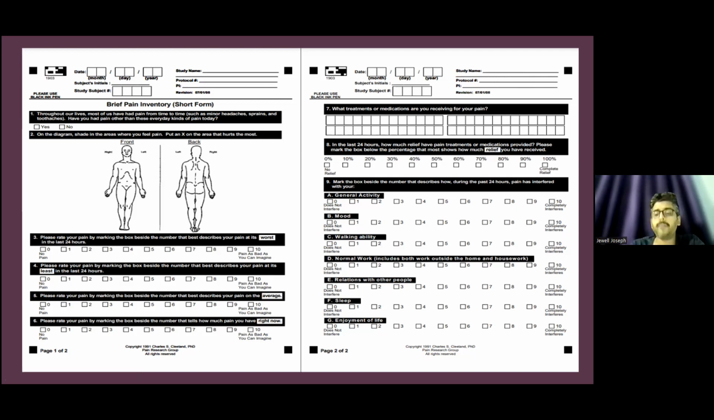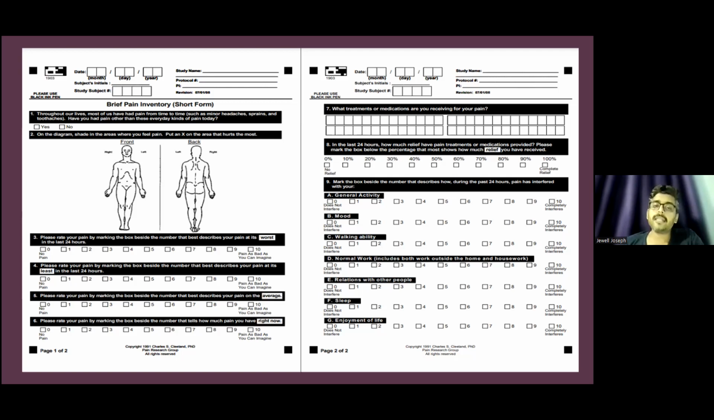These are the two major things which are commonly used. The brief pain inventory and the McGill pain questionnaire are validated pain scales. The brief pain inventory is psychometrically validated in various languages and linguistically validated in a lot of Indian languages: Hindi, Malayalam, Tamil, Telugu, Kannada, Marathi, Bengali, etc. The McGill pain questionnaire has a validated translation in Hindi.